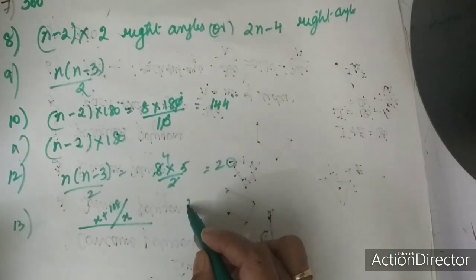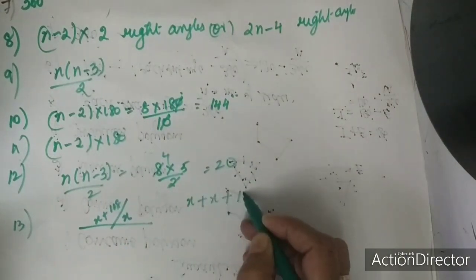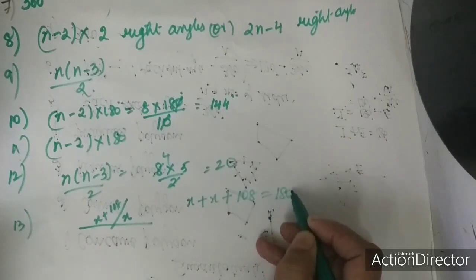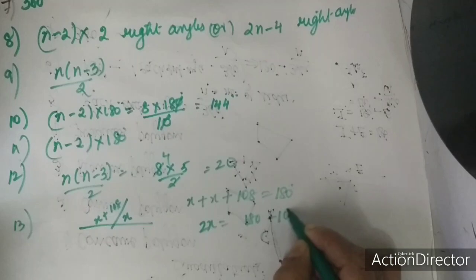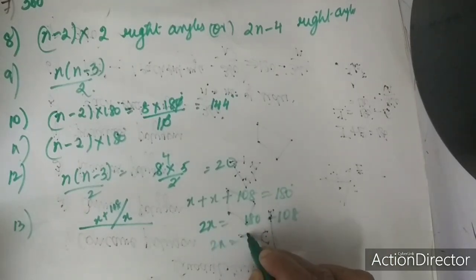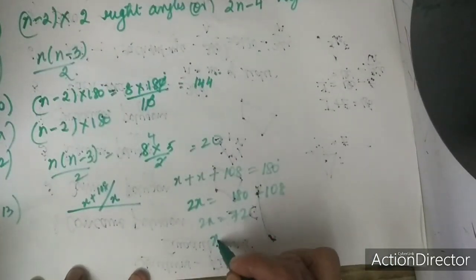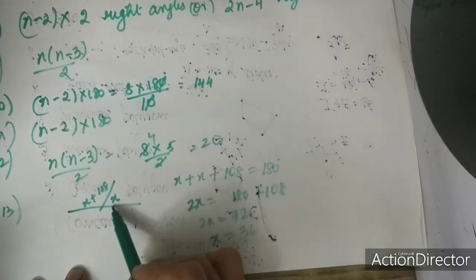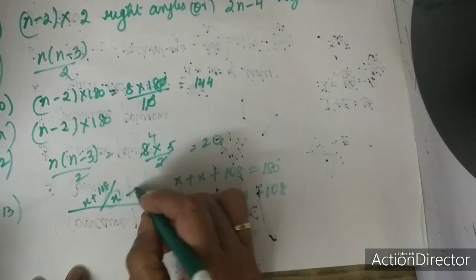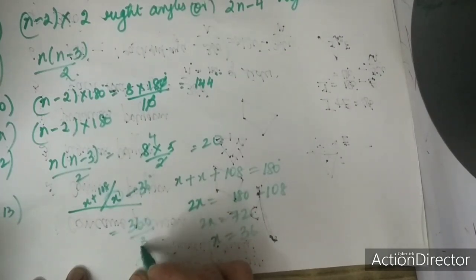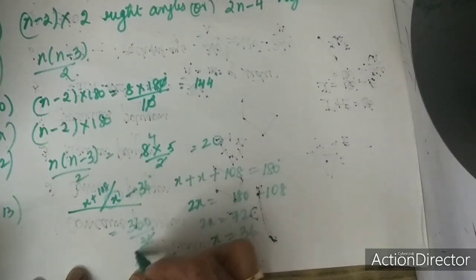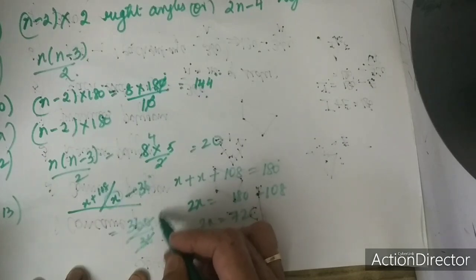So if we frame the equation, x plus x plus 108 is equal to 180 degree. 2x is equal to 180 minus 108. 2x is equal to 72. X is equal to 36. So exterior angle is 36. So what is the number of sides? You know the formula, 360 degree upon 36, that is n, which is equal to 10.